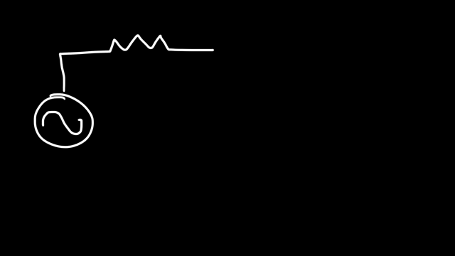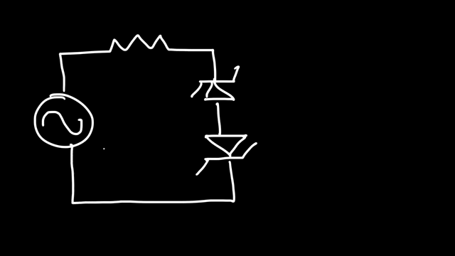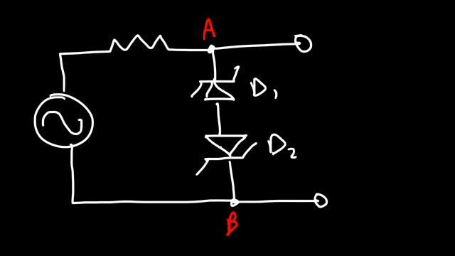Now let's say we have an AC sine wave connected to a resistor and 2 Zener diodes connected like this. So what's going to happen? Let's call this point A, and let's call this point B, and then we'll call this D1 and D2.